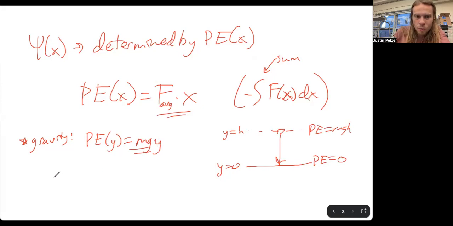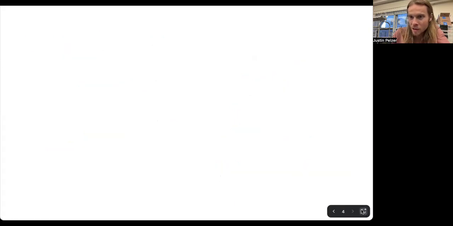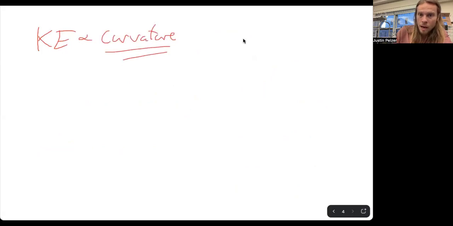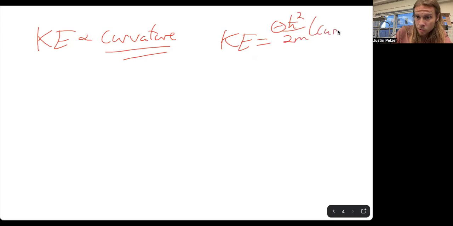So what is the wave function of a ball falling to the ground? What is the wave function as a function of y of this? Well, here's how you figure this out. How it works is that kinetic energy is proportional to the curvature. And kinetic energy is given by the formula negative, that's really important, h bar squared over 2m times the curvature of the wave function divided by the wave function itself.